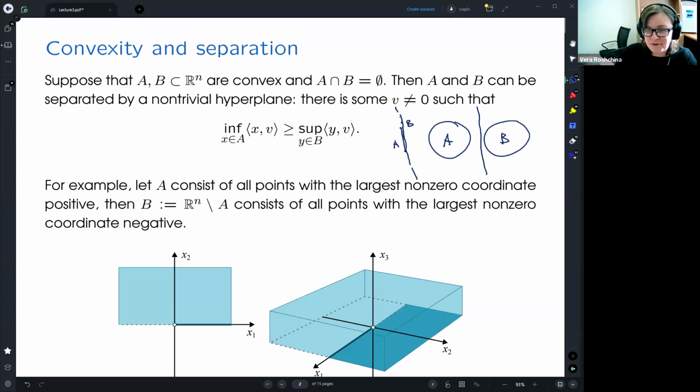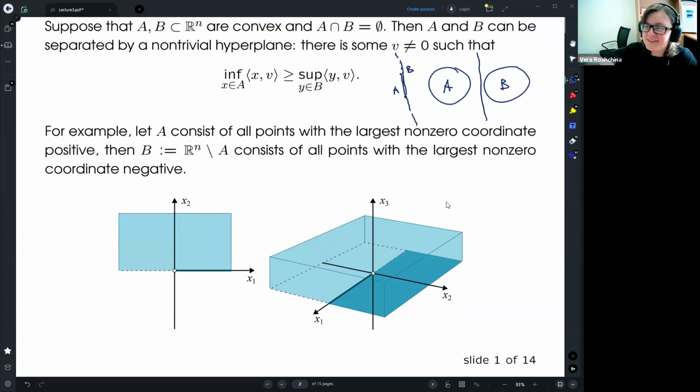And here's an example that I'm going to build on in infinite dimensions. Think about this funny set that consists of all points whose largest non-zero coordinate is positive. I take my point, I look at its coordinates x1, x2, x3, and so on, and the one with the largest index that is non-zero should be positive. There are some examples here.